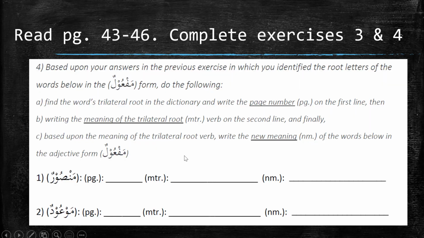And then on page 46, it says, find the word's trilateral root in the dictionary and write the page number on the first line. So that should be pretty simple if you take off the meem and the waw. And then you're going to write the meaning of the trilateral root on the second line. And then you're going to find the new meaning based on that maf'ul form in the dictionary, or deducing it based upon what we've talked about.